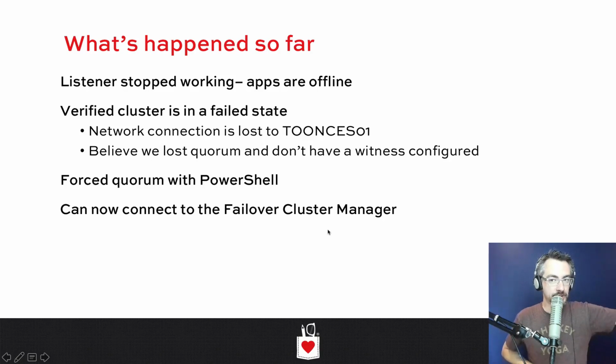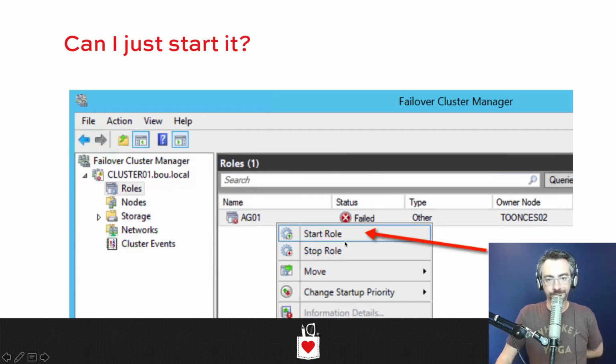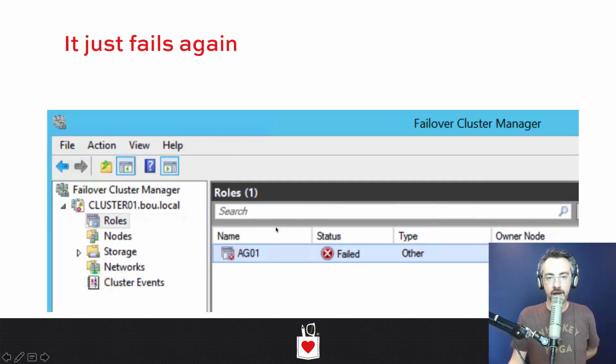The listener's still out. If I look in Failover Cluster Manager, there's a role for the listener, for my whole availability group, and it says my availability group has failed. So let's just try starting it. Just right-click on the AG and click Start Role. And after a matter of seconds, it immediately fails again.